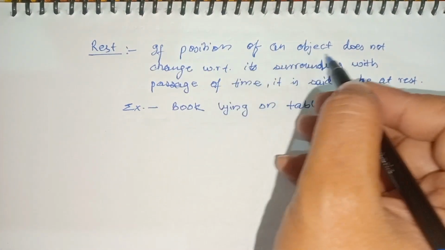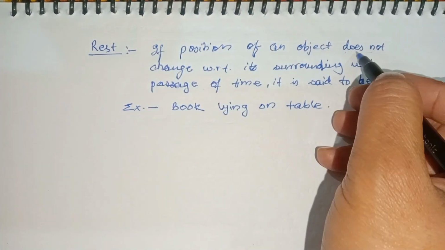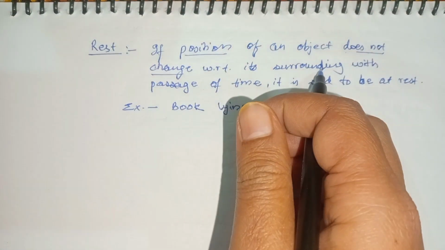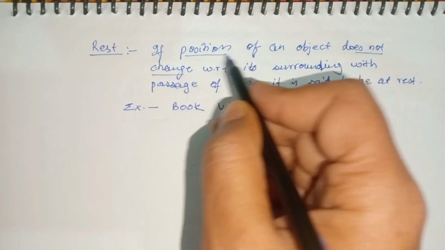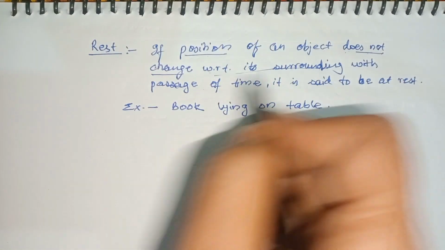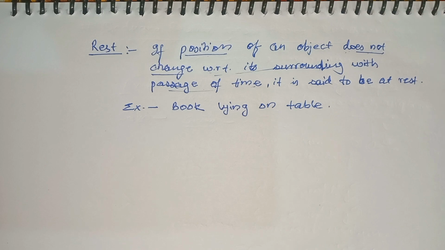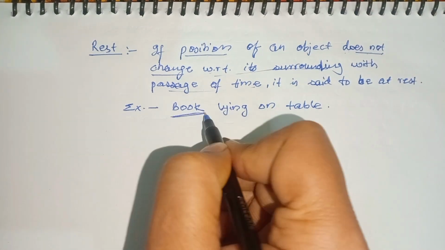If the position does not change with respect to its surrounding, this is very much important. Position is not changing with respect to its surrounding with passage of time. Time is passing and the position is not changing. Its position is constant. That is, the book is not changing its position.